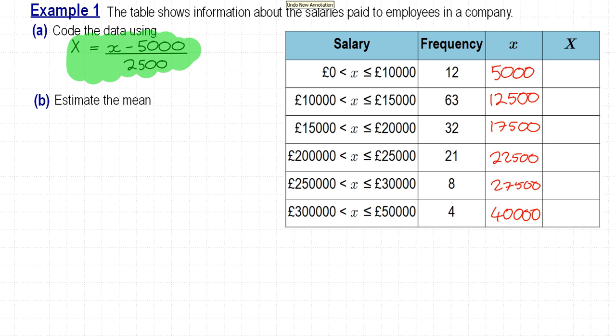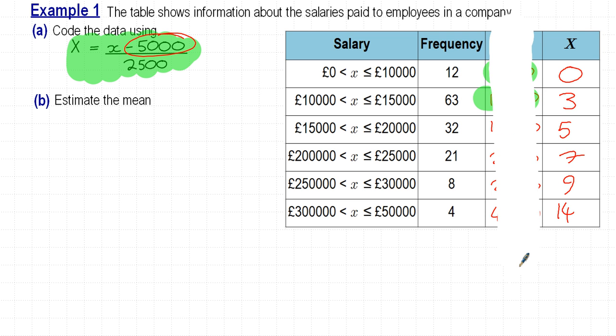Following the coding formula, what we need to do here is 5,000, subtract the 5,000 from the coding formula, gives 0, then divide by 2,500 is of course just 0. And then next we've got the 12,500 there, subtract the 5,000 there is 7,500, divide by the 2,500 on the bottom, that gives us 3. And we keep coding like that, and we get the following. Now these numbers are much easier to deal with.